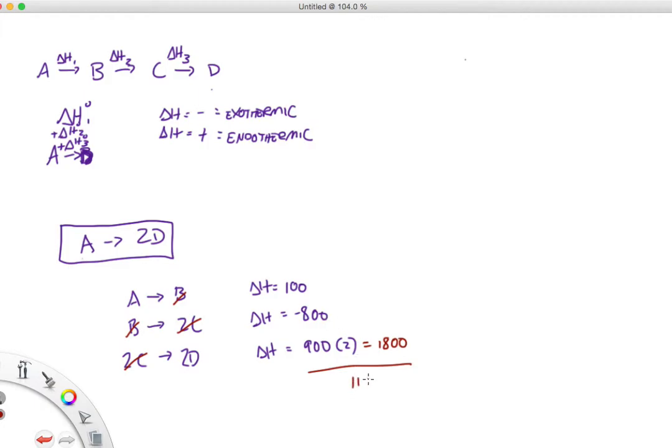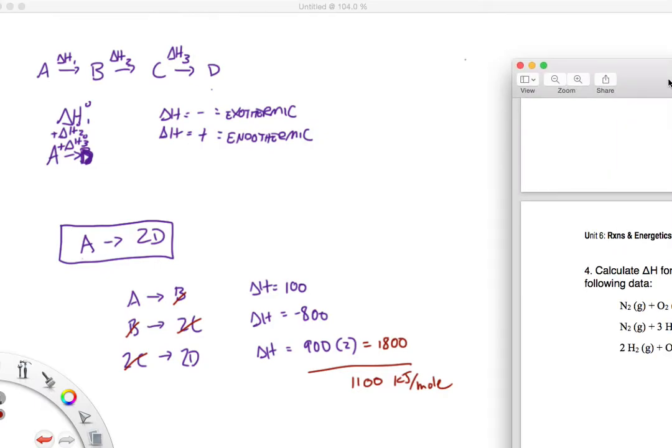So this is going to be as many kilojoules per mole. Okay, this is all good. Let's get to a hard problem. I'm going to skip over the last one, and I'm going to go to number 4.